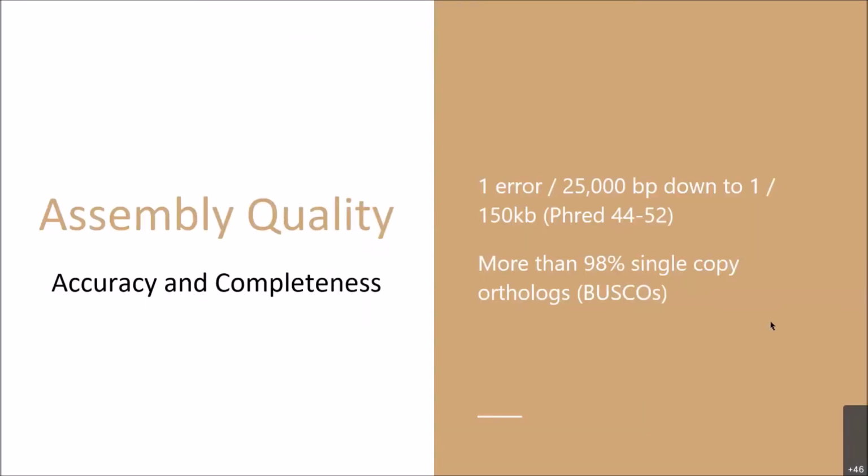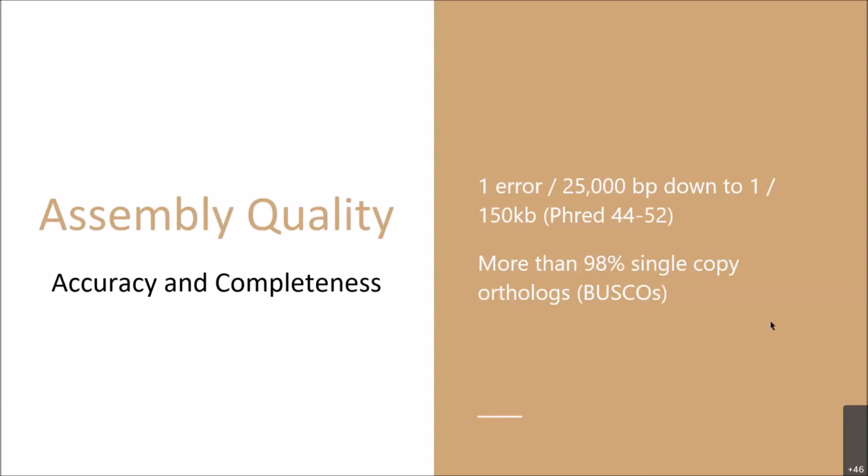These assemblies that I'm about to show you, I don't have time to go into the detail about how we calculate all this, but we have a lot of methods. Please feel free to ask me. Our worst assembly for today's presentation is 1 error per 25,000 base pairs, and it goes down as low as 1 error per 150,000 base pairs in Drosophila pseudoobscura. For those who keep track of these things, it's a Phred score in the 44 to 52 range, and more than 98% of the genome is complete, which is comparable to Drosophila melanogaster's reference assembly. We're using the BUSCO metric to determine that.